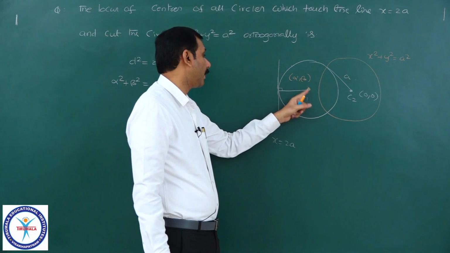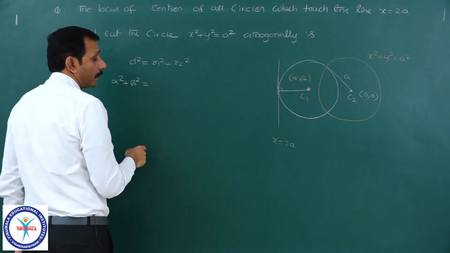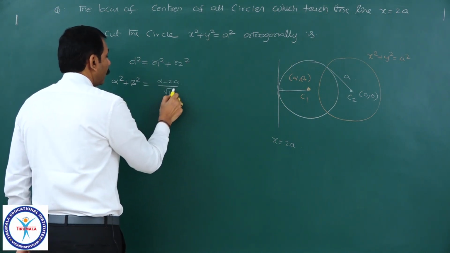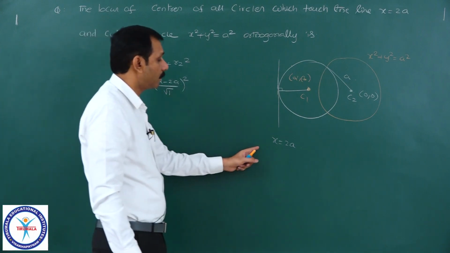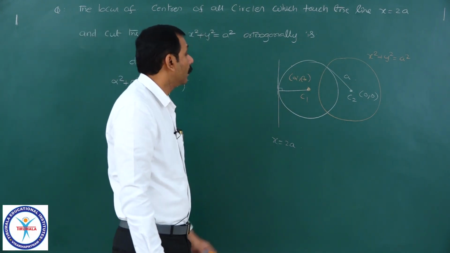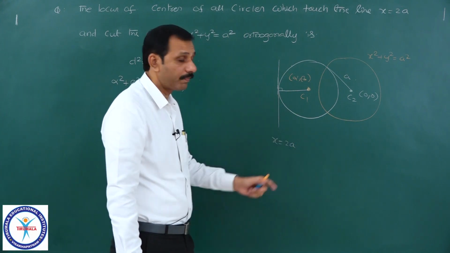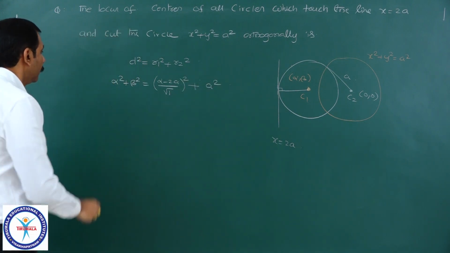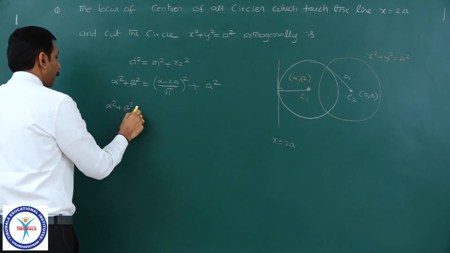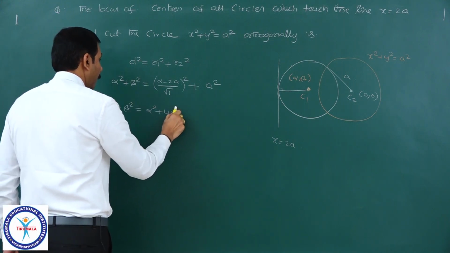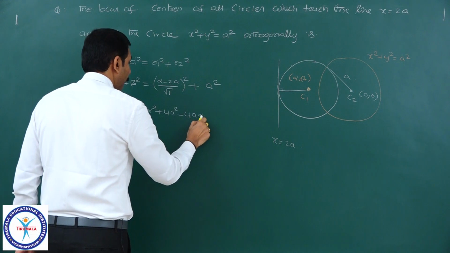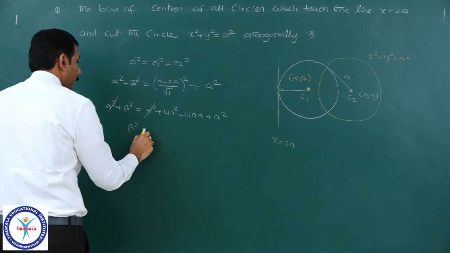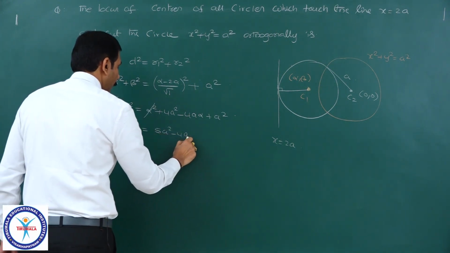Perpendicular distance from center alpha comma beta to this line, x equal to 2a. You know the perpendicular distance to a line means, it is like ax plus by plus c equal to 0, mod of ax1 plus by1 plus c by root of a square plus b square. So it is alpha minus 2a by root of 1 only, whole square, and r2 square is nothing but a square. Simplification: alpha square plus beta square equal to alpha square plus 4a square minus 4a alpha plus a square. This alpha square cancels. Or beta square is equal to 5a square minus 4a alpha.